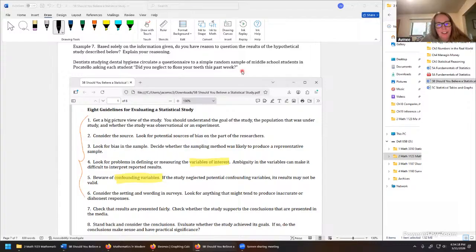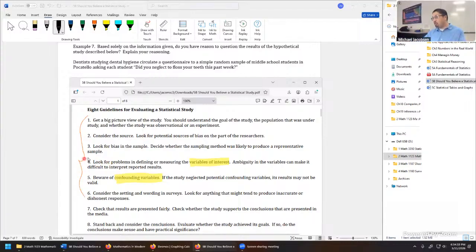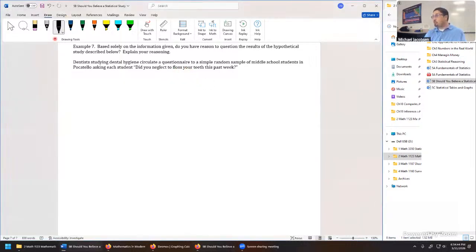Yeah, they need to clearly define what neglecting to floss your teeth could mean. Middle school students may think that means you have to floss every day, or if you flossed once, you're good. We haven't clearly defined that. That's a good point. So the variable of interest, we're looking at guideline 4, ambiguity in the variables, is on neglecting to floss your teeth or just flossing your teeth in the first place. So let's start with that one.